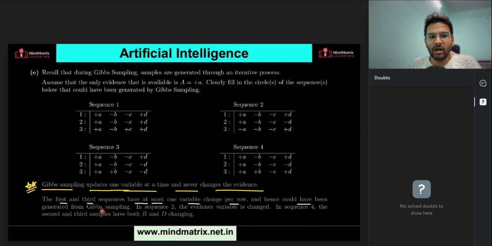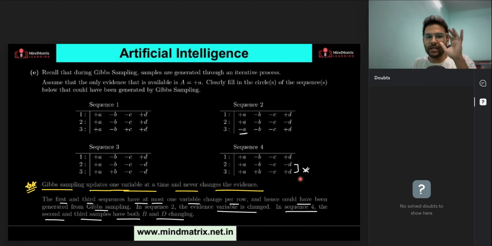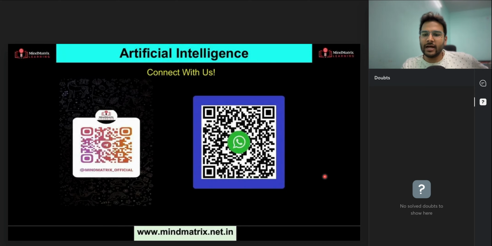Hence could have been generated from Gibbs sampling, but in sequence 2, the evidence variable is changed. The evidence variable itself is changed, and that is not possible because we are fixing it. And in sequence 4, what is the problem? The second and third samples have both B and D changing. That's why it is not possible. Is this clear to all of you? This type of question only you can expect from the Gibbs sampling, nothing else, if they are going to ask a question from this one. And that's it.